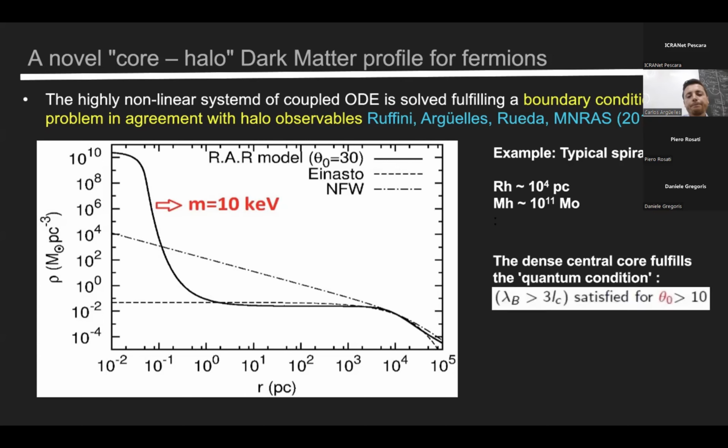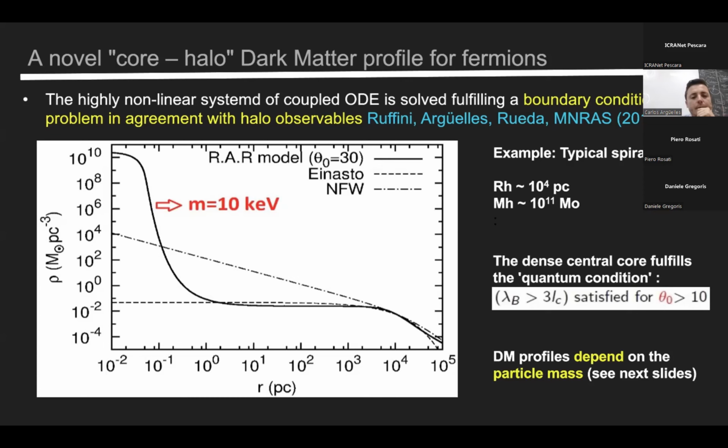Therefore, this central core fulfills the quantum condition, so the de Broglie wavelength is larger than the interparticle mean distance, and so all these cores are so-called quantum cores, and this dark matter profile depends on the particle mass.